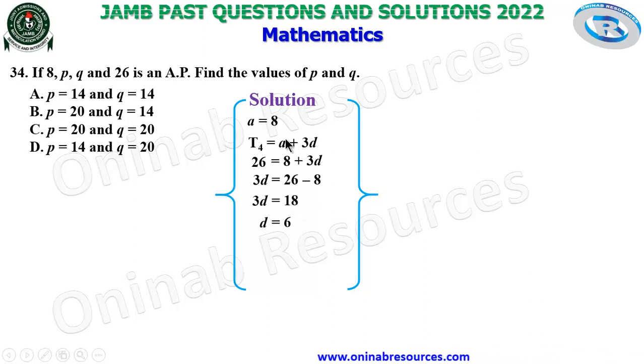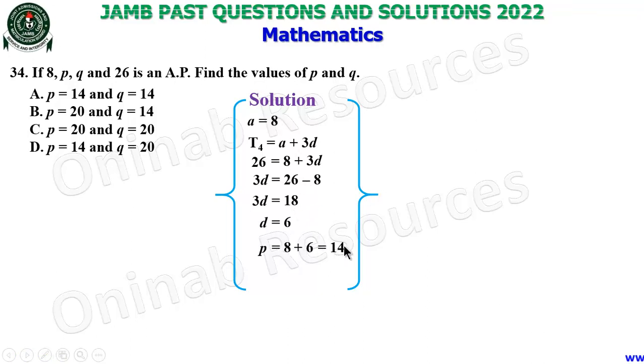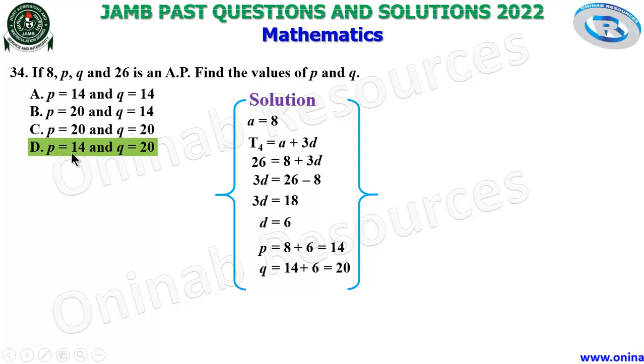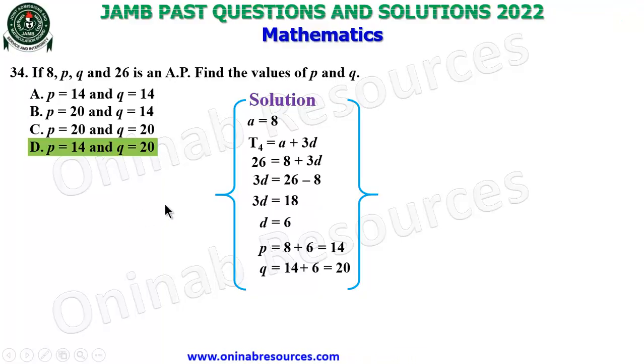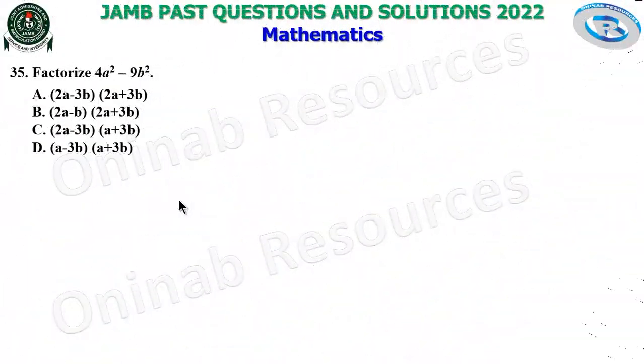Since the common difference is 6 and the first term is known, we can then calculate the second term, which is P. Since it's an AP, it is going to be the first term 8 plus the common difference, and that gives 14. We can also use the value of P to get Q. So our Q is just to add 6 again to P. That's going to give us 14 plus 6, which gives 20. So we have it as D, since P is equal to 14 and Q is equal to 20. And that's all for problem 34. We then go to problem 35.